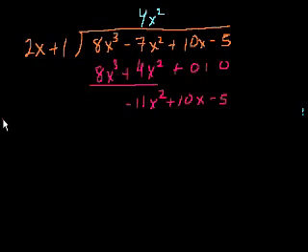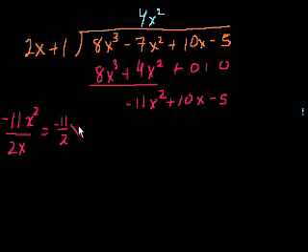So if we were to take minus 11x squared divided by 2x, that is equal to what? That is equal to minus 11 halves x, right? So 2x goes into minus 11x squared minus 11 halves x times. So we'll write that in our x place.